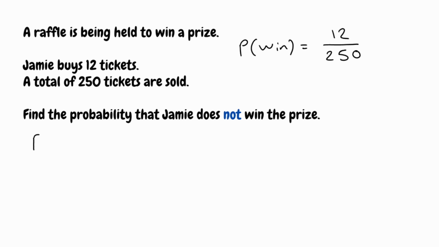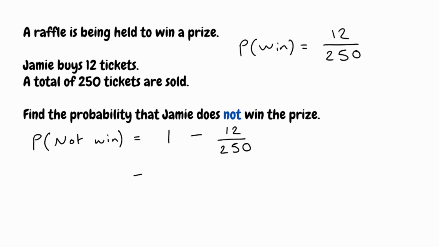So now, how do we figure out the probability that Jamie does not win? Well, there's only two possibilities for Jamie. He can either win or not win. So those are the only two outcomes. So that means that the total probabilities would add up to 1. So to figure out the probability that he doesn't win, we're simply going to do 1 take away the probability that he does win, which we've just said is 12 over 250.